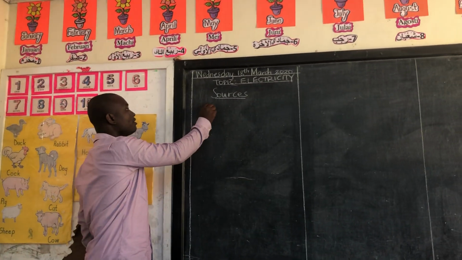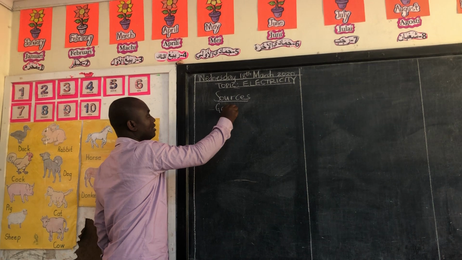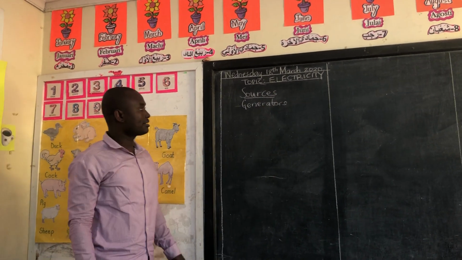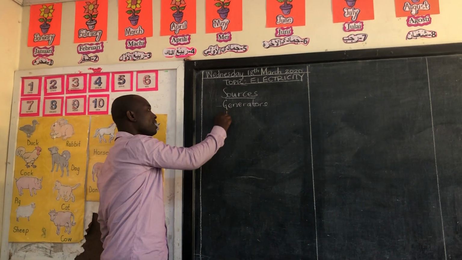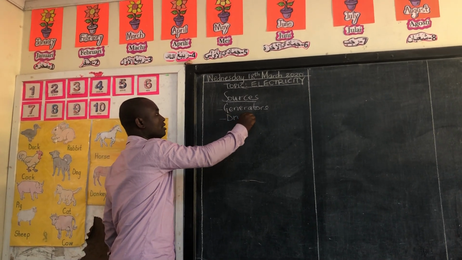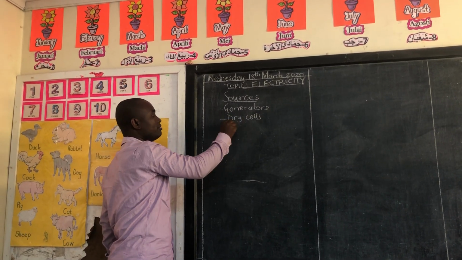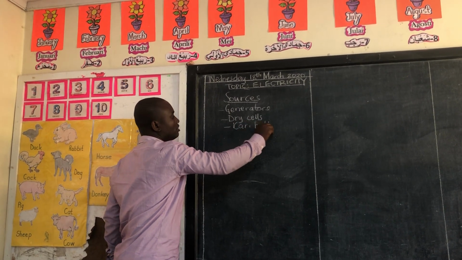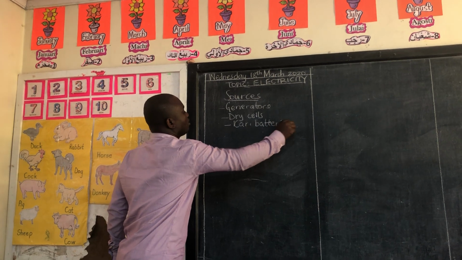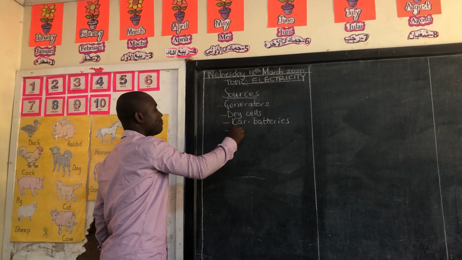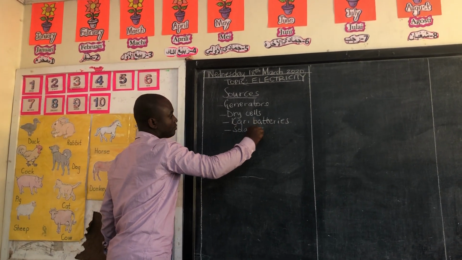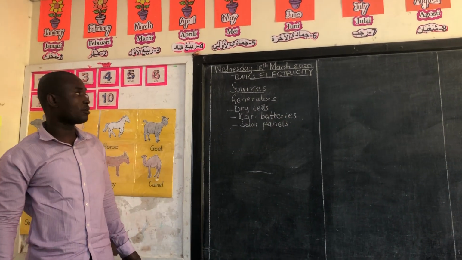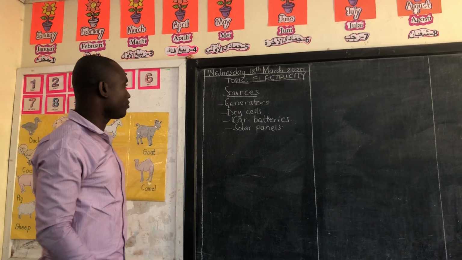We have generators. These ones, they give us electricity. We have dry cells. We have car batteries. And we have solar panels. These ones are the sources of electricity, where we get electricity from.